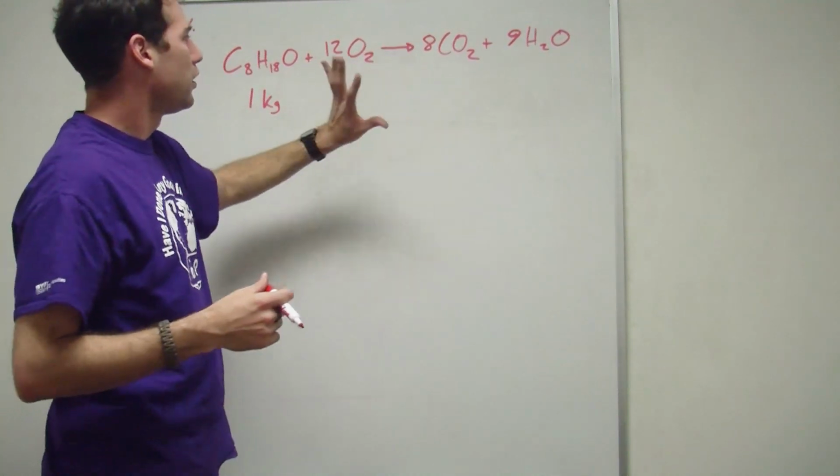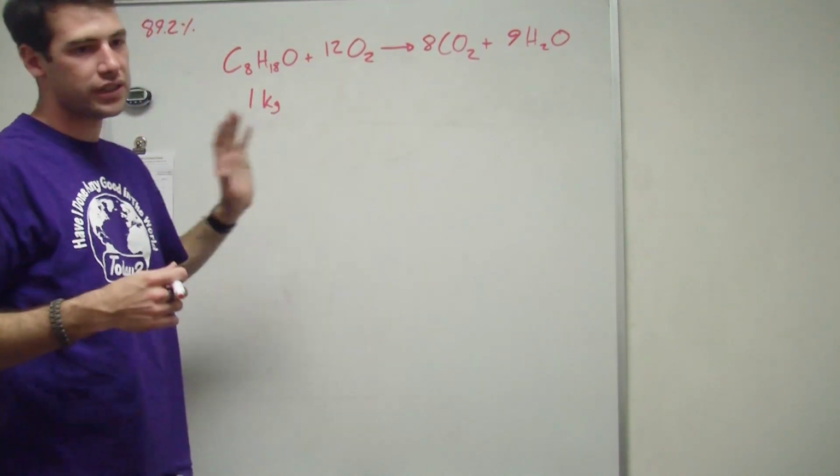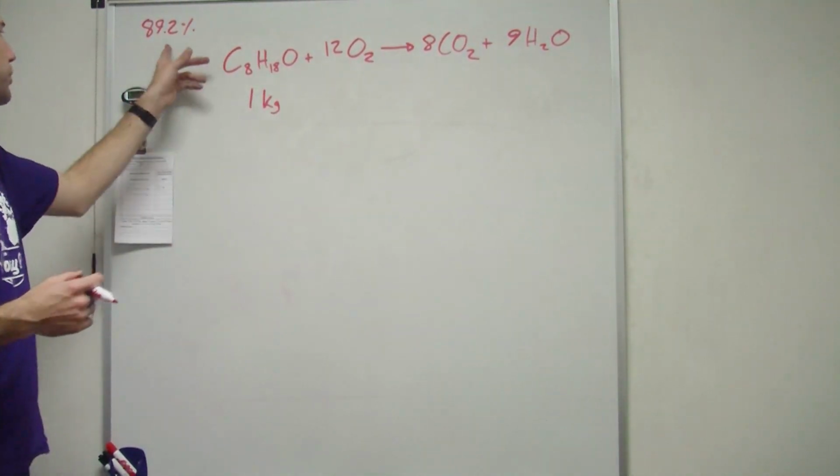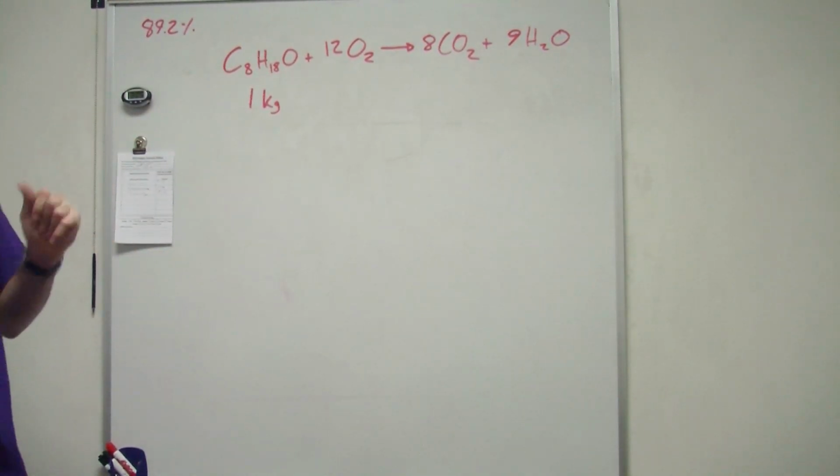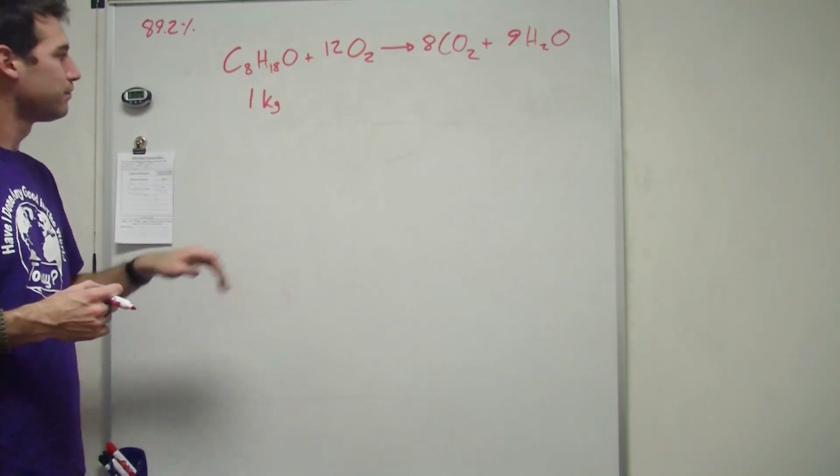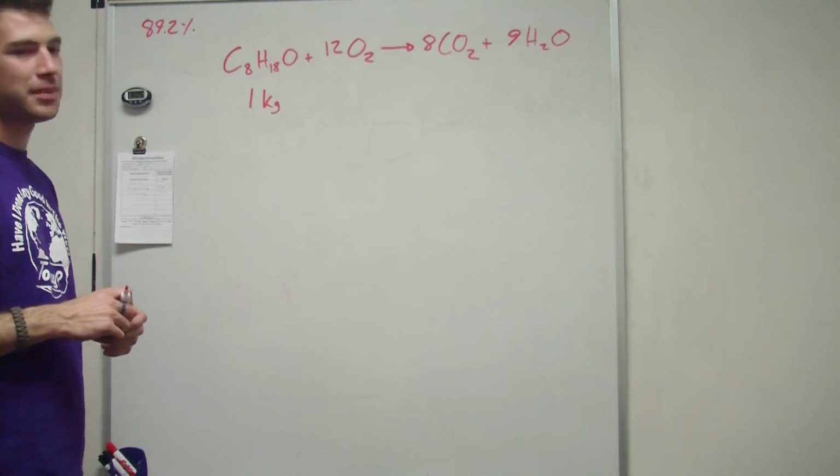Based on that, let's first find out what the theoretical yield is. This will help us to find the actual yield, but we want to find the theoretical yield. Where did that 89.2 come from? I just made it up.